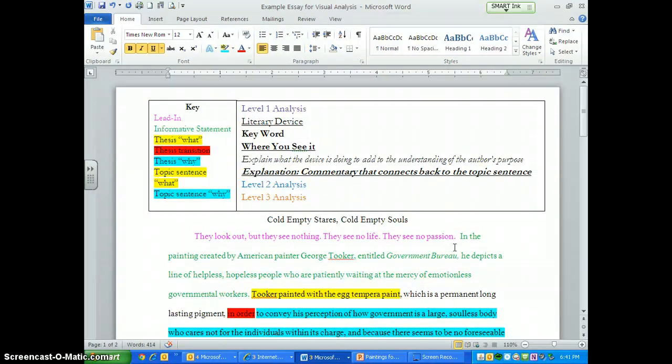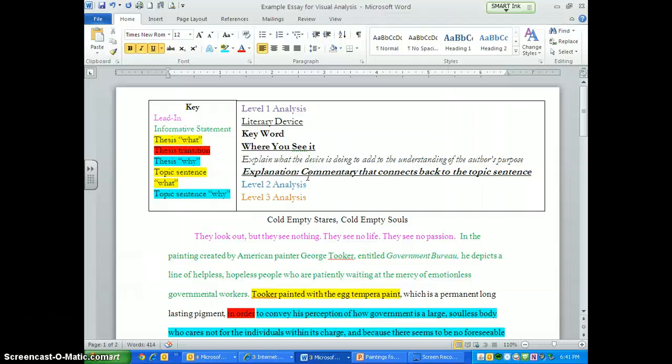Please know that you have to include levels 1, 2, and 3 to get really good deep analysis. They all have to have a keyword. You have to show me where you see it. You have to explain what it's doing, and then it has to connect back to your topic sentence. And please, if you're struggling with this, or if this is very confusing to you, please come into tutoring and let's sit down one-on-one. And we're going to keep practicing this in class.